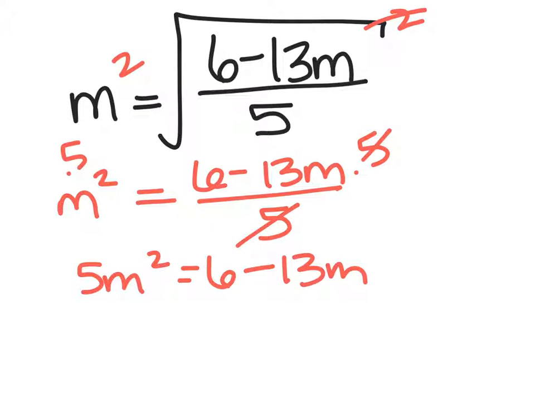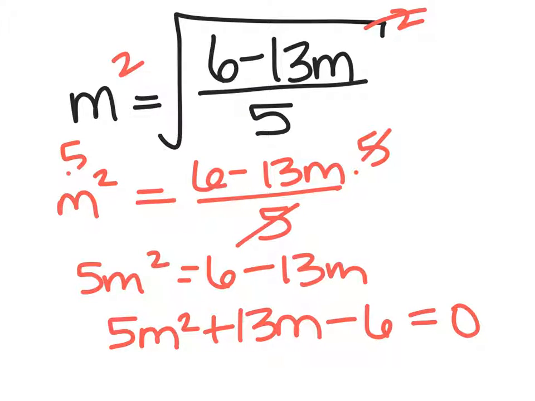Now this looks like a problem I can handle. The first thing I notice is I want to put it in standard form. I'm going to add over the 13m. I'm going to subtract over the 6. Now I've got it set equal to 0 in standard form, and I can solve this using quadratic formula, which I'm going to do on the next slide.